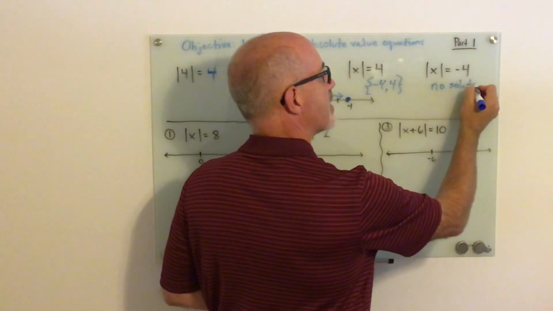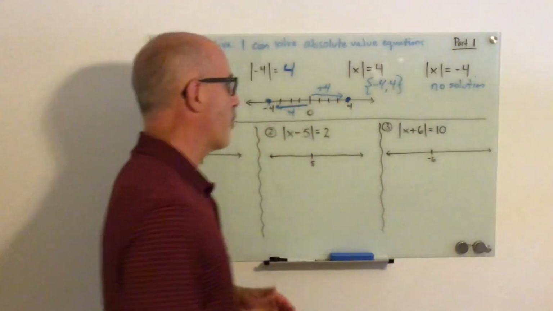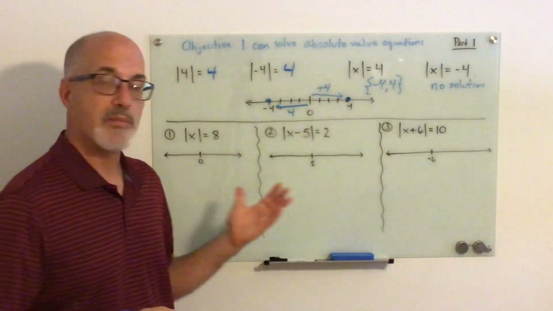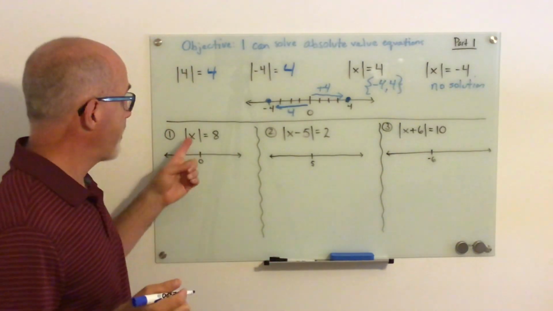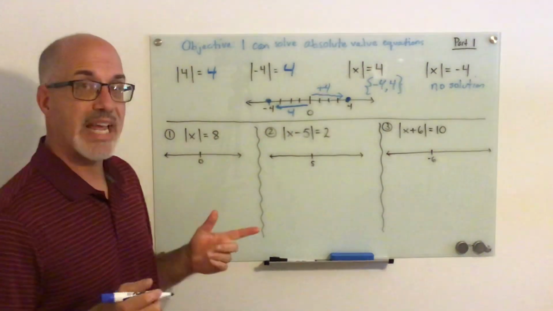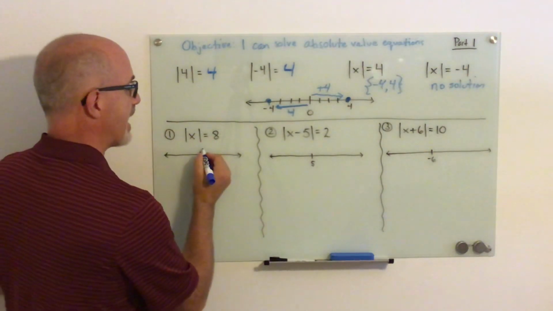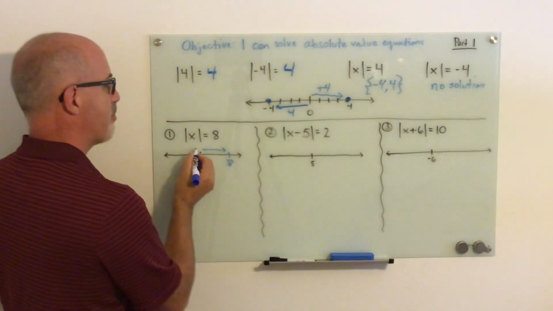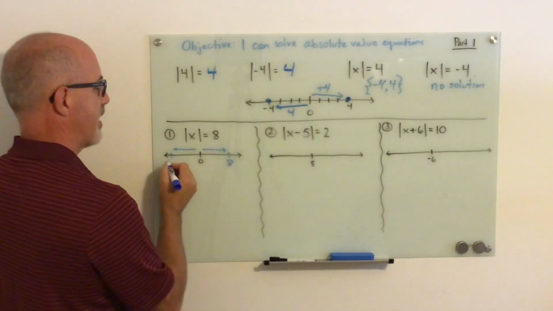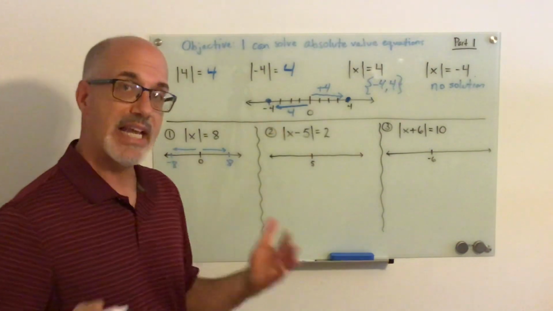It's the empty set. So when I look at these three problems, the simplest way to think about it is, when you have the absolute value of x equal to 8, you're thinking, what is 8 units away from 0 in both directions? So that would be 8 and negative 8.